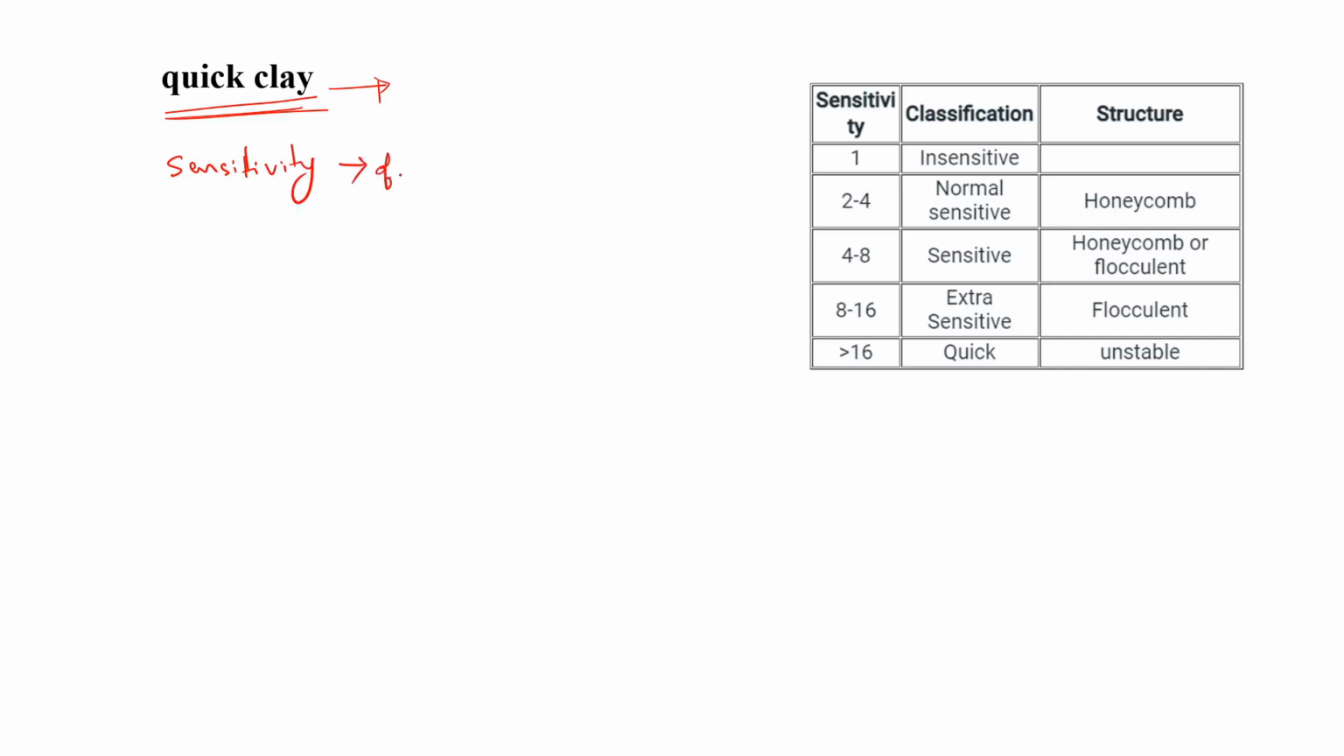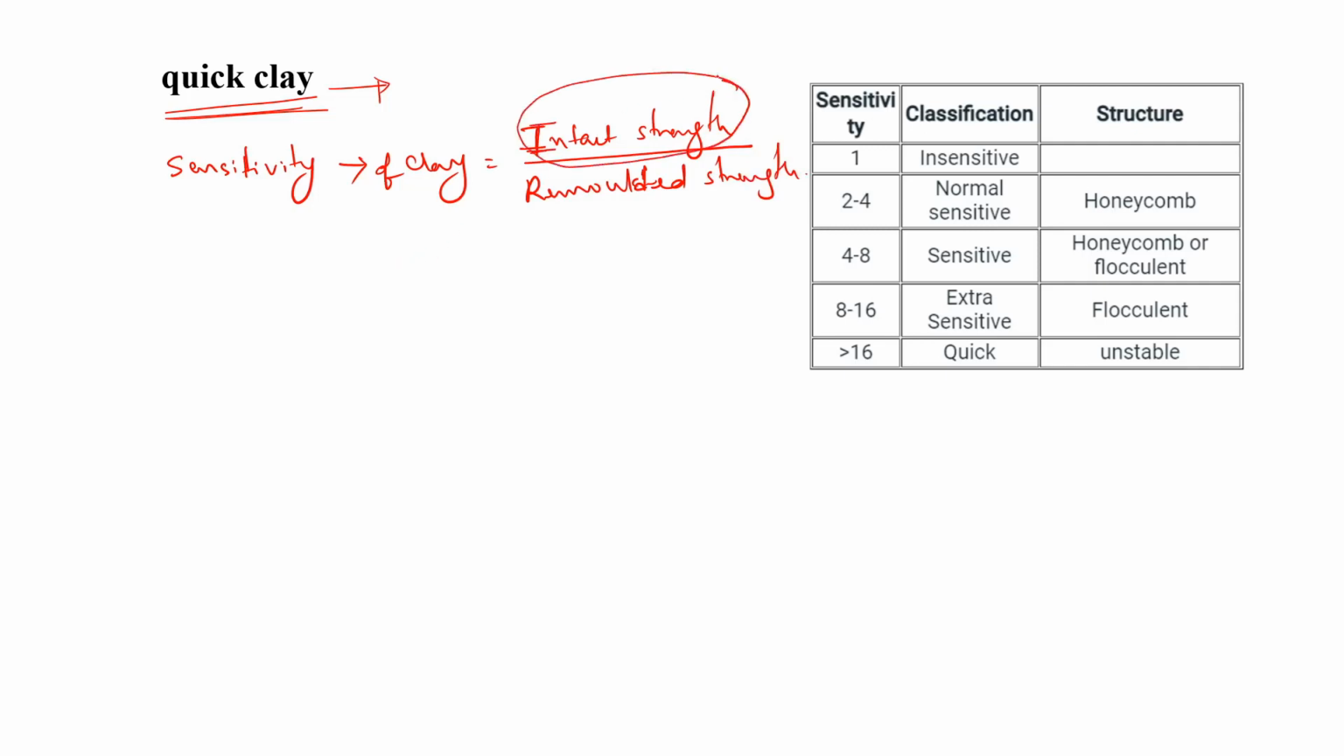Sensitivity of clay is the ratio of intact strength to the remolded strength of the clay. So what is intact strength? When there is soil which is undisturbed, that undisturbed soil or clay strength is called intact strength. What is remolded strength?